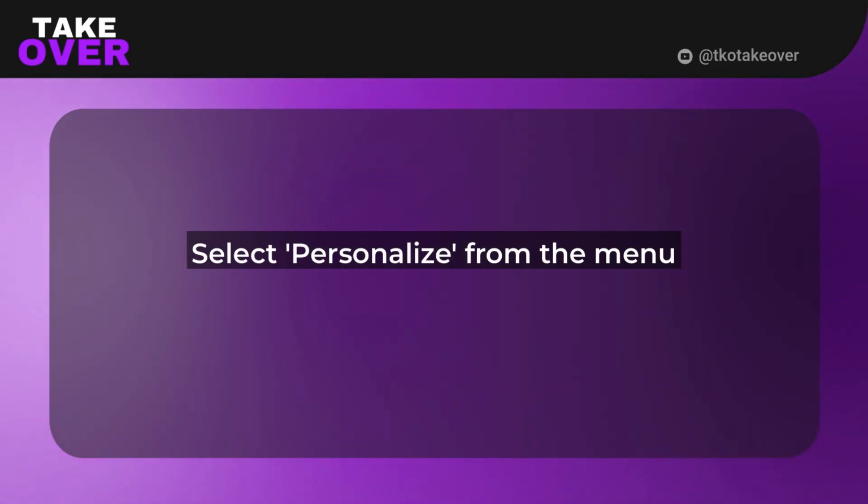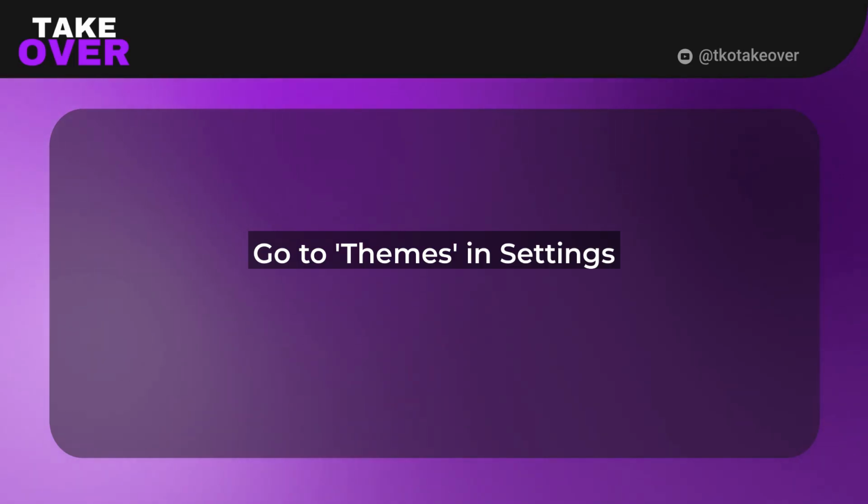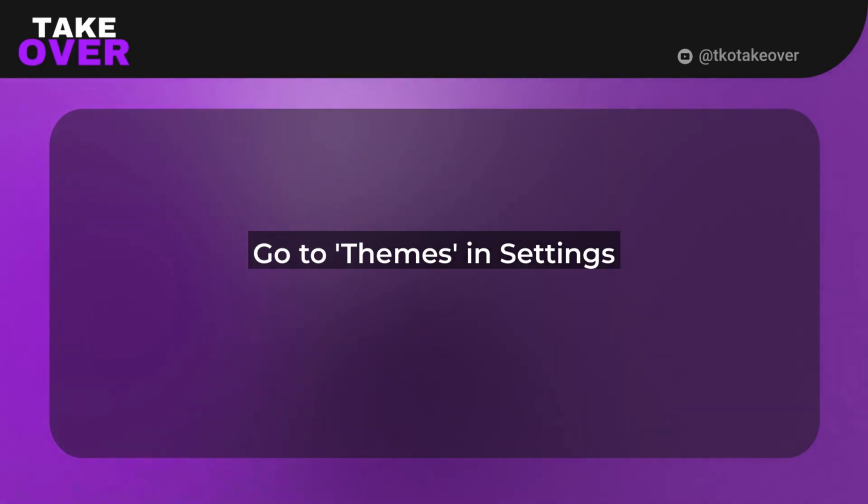Once in Personalize, navigate to the Themes section on the left sidebar. Look for the option that says Desktop Icon Settings. It might be under Related Settings. Click on that, and you'll see a window with various icons you can enable.